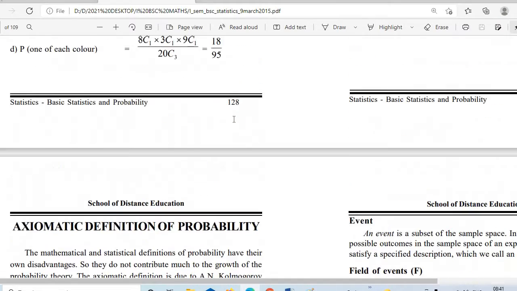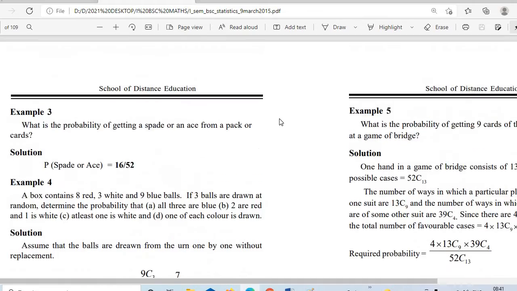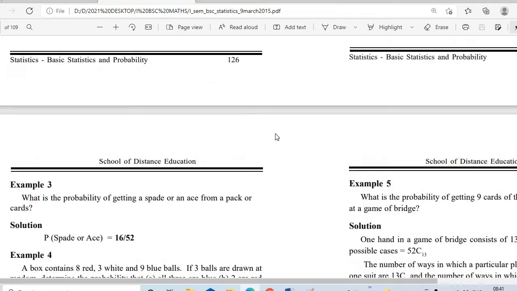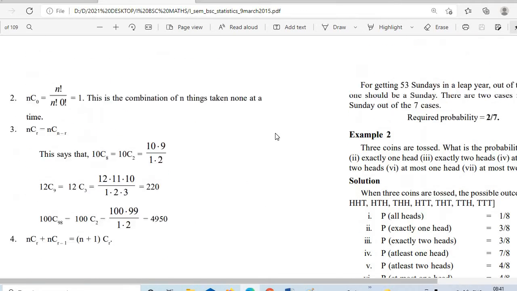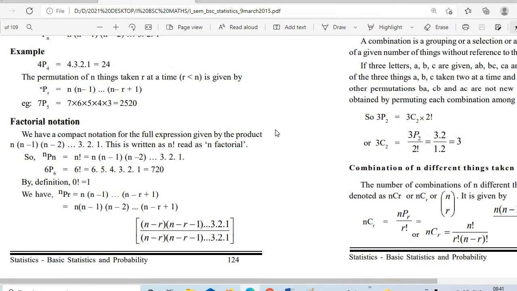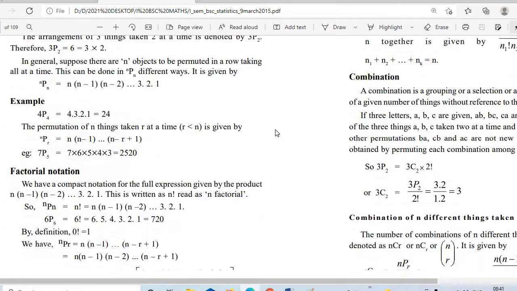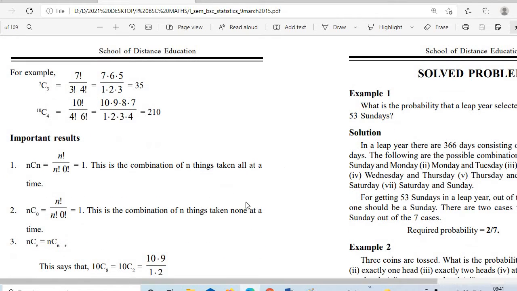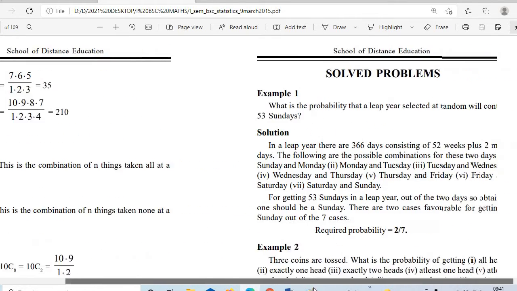Now we do some problems. Regarding the theory, the theoretical part of probability theory, we have almost done all the theoretical work. Now we solve some problems.